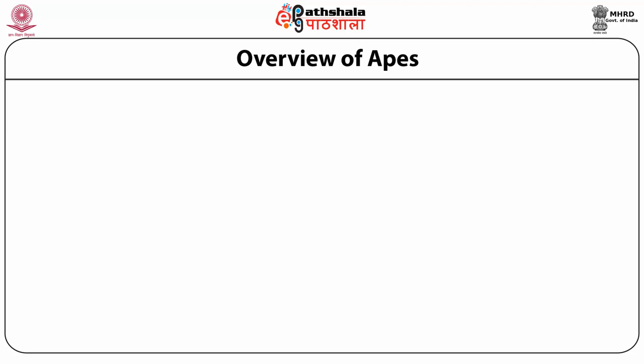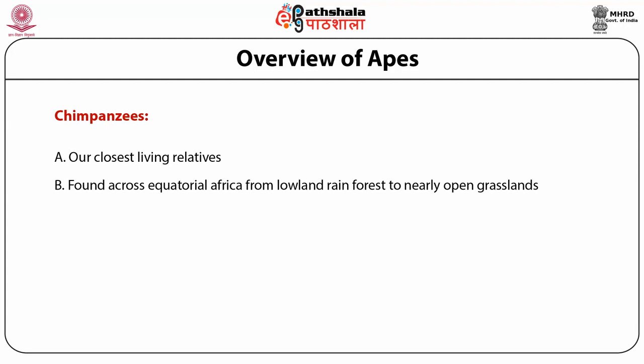Now let's discuss some of the important features of a chimpanzee. Chimpanzees are our closest living relatives. Man shares great genetic similarities with the chimpanzee. They are extraordinarily adaptive animals found across equatorial Africa, from lowland rainforest to nearly open grassland. Males weigh up to 68 kg and females are about 10 to 50% lighter than the male.